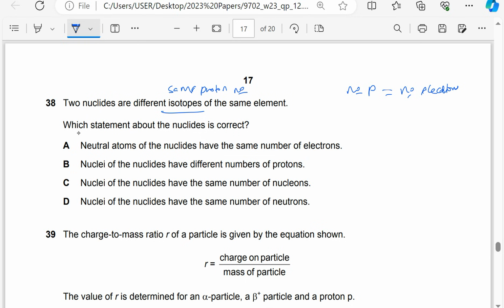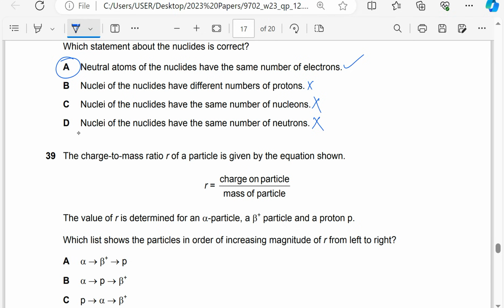Okay, which statement about the nuclides is correct? Neutral atoms of the nuclides have the same number of electrons. That is very true. The number of electrons is the same as the number of protons, and if the isotopes are of the same element, they should have the same number of electrons. Nuclei of the nuclides have different numbers of protons? Those are not isotopes. Nuclei of the nuclides have the same number of nucleons? Those are not isotopes. Nuclei of the nuclides have the same number of neutrons? Those are not isotopes. Isotopes have the same number of protons, and the same number of protons means the same number of electrons for neutral atoms. So the answer is going to be A.